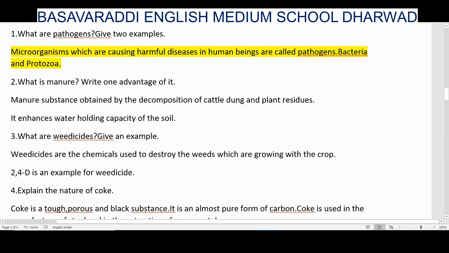What is the advantage of manure in crop production? It enhances the water holding capacity of the soil. Fertilizers are chemicals, so they are going to spoil the soil. But manure is organic because it is formed from the decomposition of cattle dung and plant residues, and it enhances the water holding capacity of the soil.